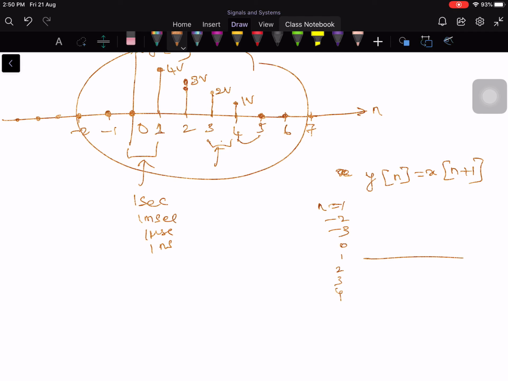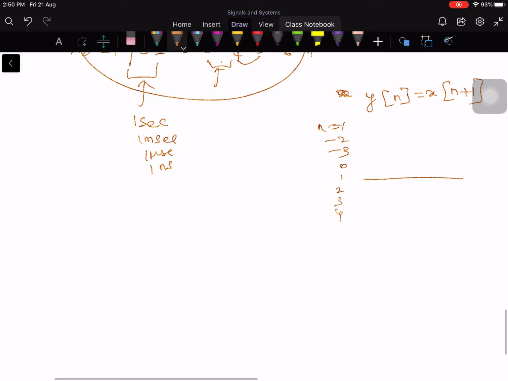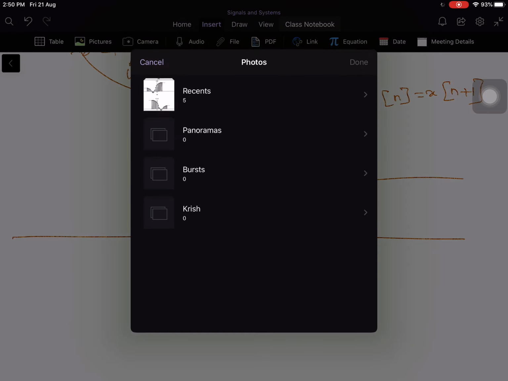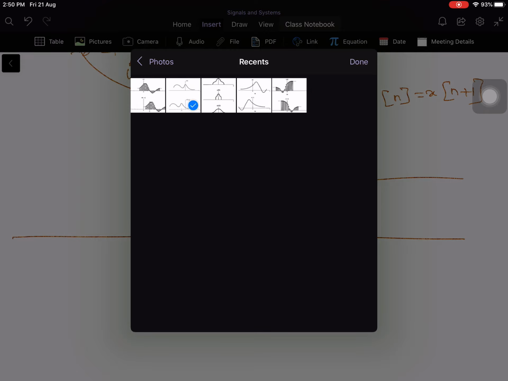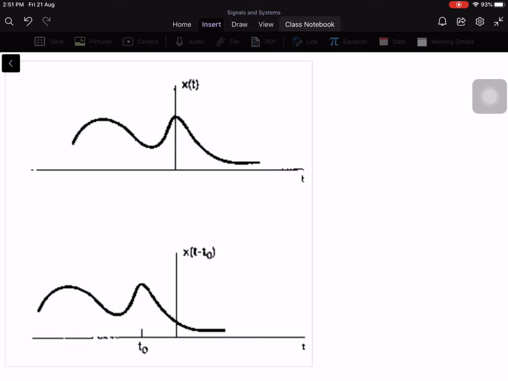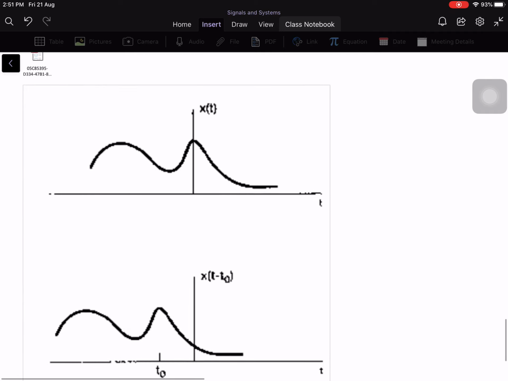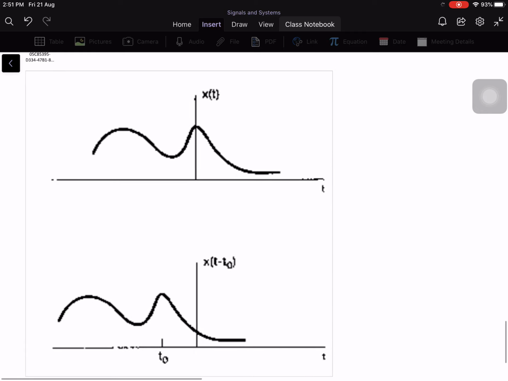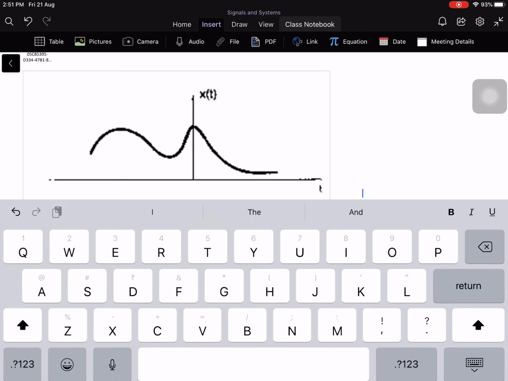Let me take one more example for this delay operation for the continuous time cases. So these figures, by the way, I took from Signals and Systems by Alan V. Oppenheim, Alan S. Willsky with Hamid Nawab. Now this is my original signal.